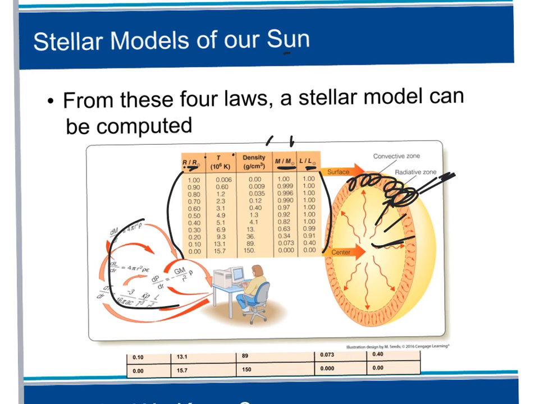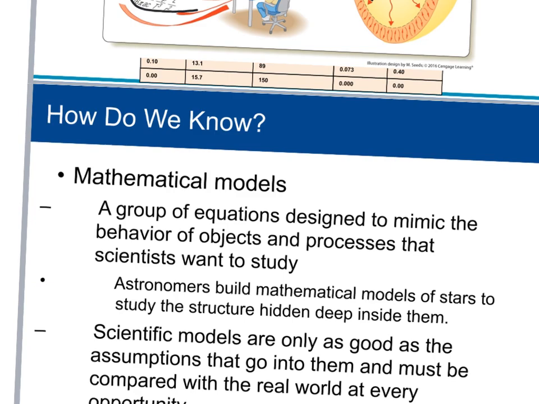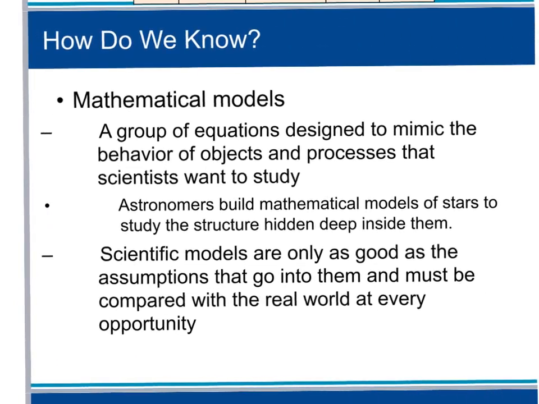So all those numbers come together to give the astronomer a good feel for what's going on in that star, in particular in the middle, and how that star is evolving. So how do we know? Again, we know that by math models.